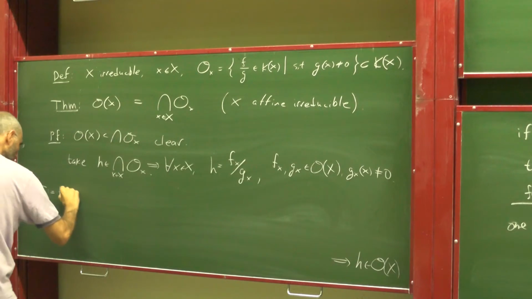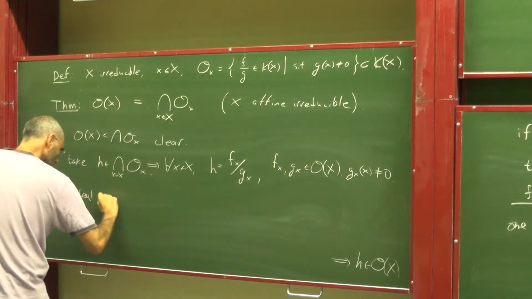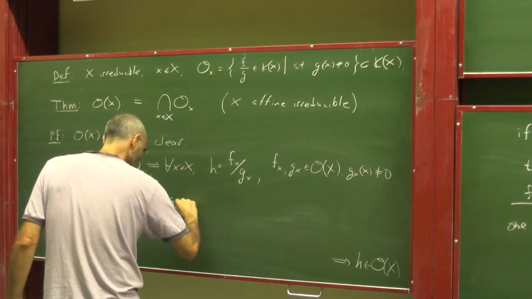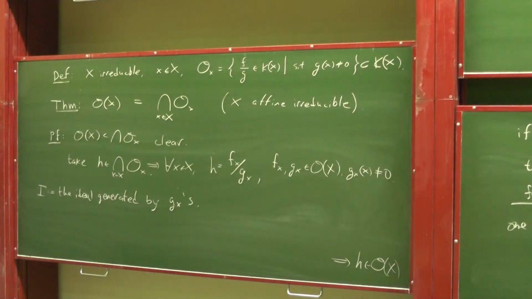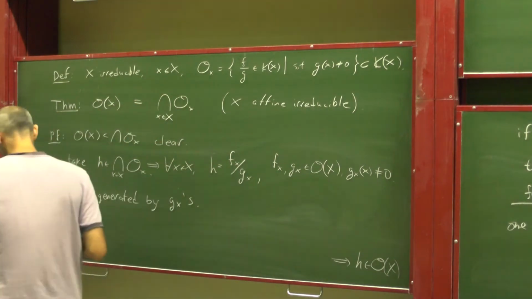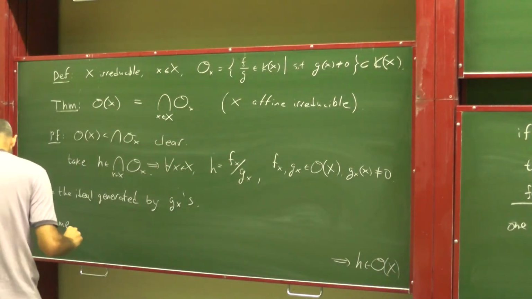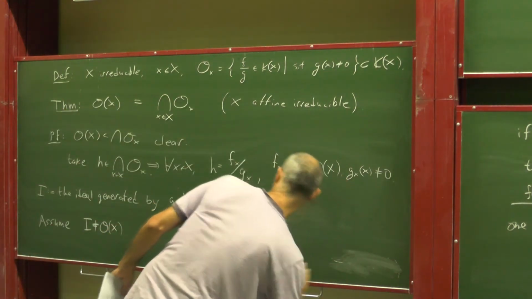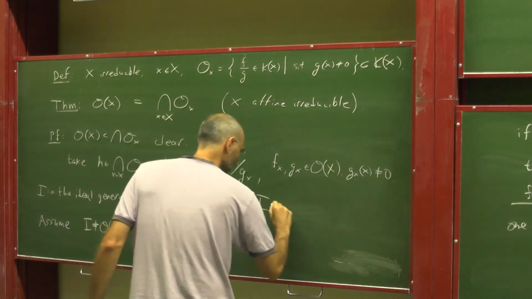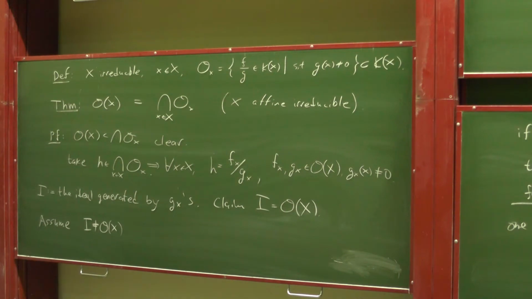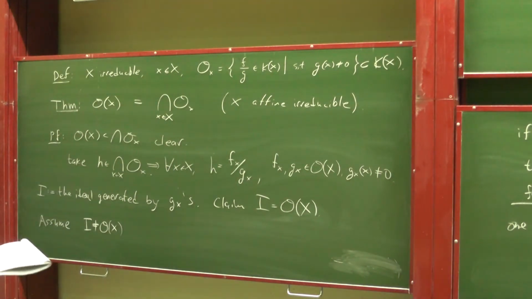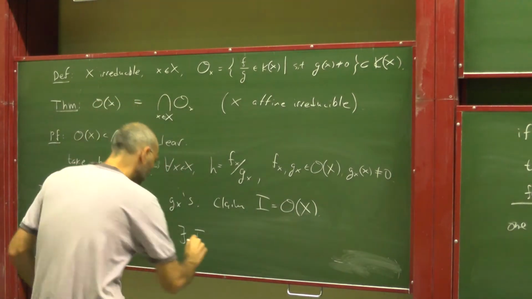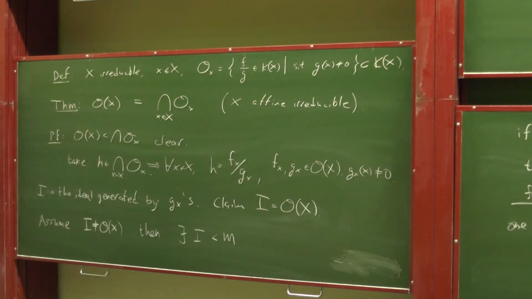Define I to be the ideal generated by all these g_x's. I claim that I is everything. Assume not. If not, then I can find some maximal ideal that contains I.